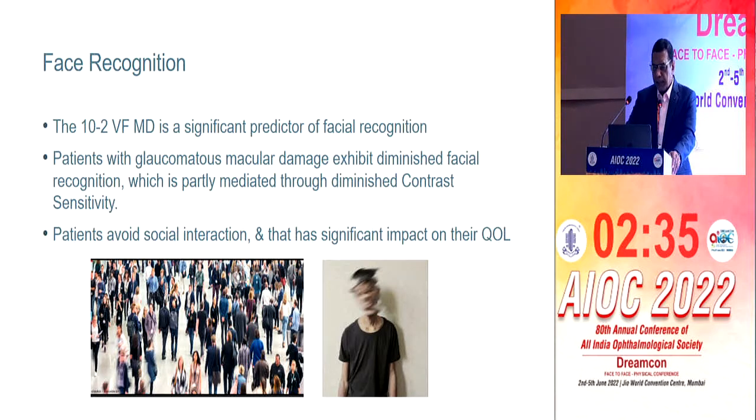Patients with glaucomatous macular damage exhibit diminished facial recognition, which is partly mediated through diminished contrast sensitivity. So social interaction and its significant impact on quality of life is very important. So there is face crowding, where they cannot recognize a particular face in a crowd when the person is a little far away, mostly due to the macular damage.